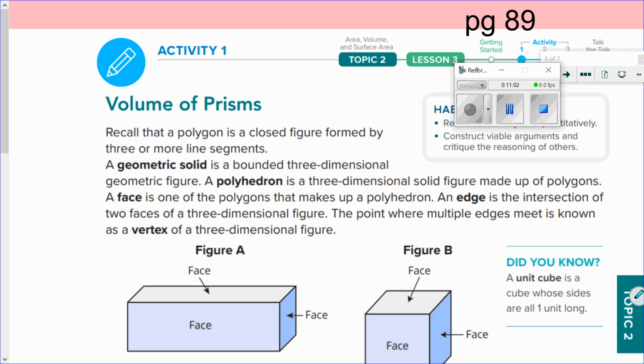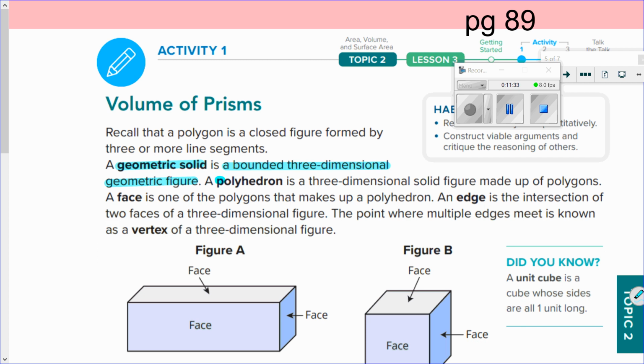Okay, a polygon is a closed figure formed by 3 or more line segments. That's what we've been working with for our areas. That's the stuff like triangles, rectangles, parallelograms. Now we're going into 3 dimensions though. So a geometric solid is a bounded 3-dimensional geometric figure. In other words, it's something like this cube that I'm holding. I have 3 dimensions to it. Bounded means that there are sides to it. Okay?